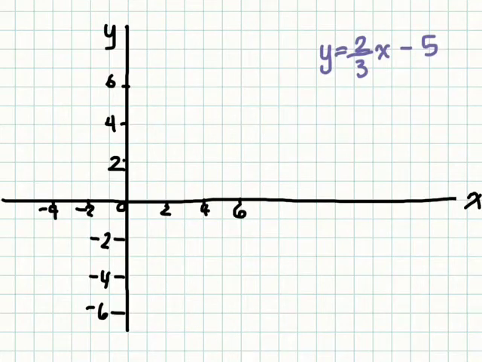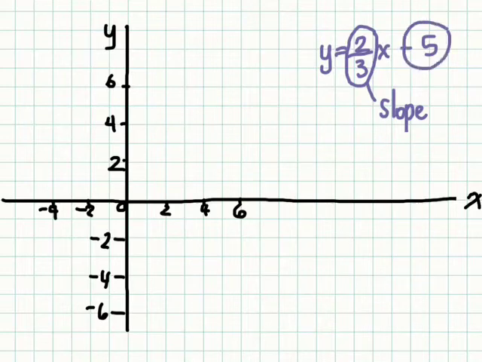If you're given an equation, so in this case, the equation you're given is y equals 2 over 3x minus 5. What do each of these parts of the equation tell you? So let's start with 2 over 3. What does that tell you about the line? That's a slope, good. And what part of the equation represents the y-intercept? Good, negative 5. This is the y-intercept.